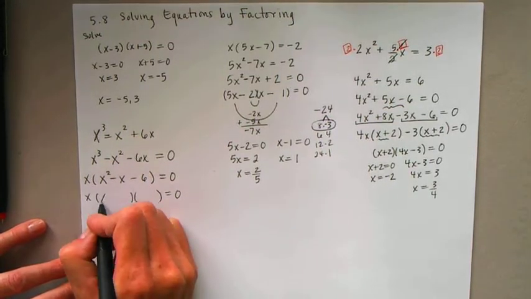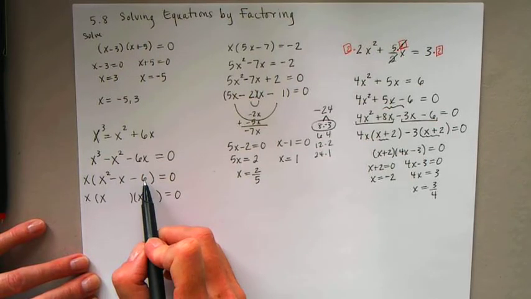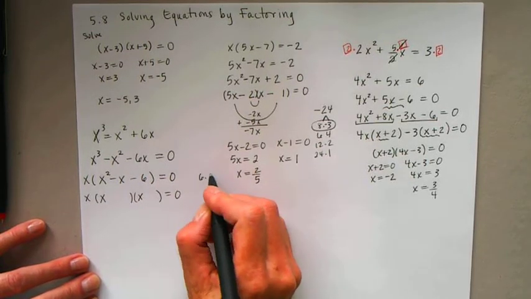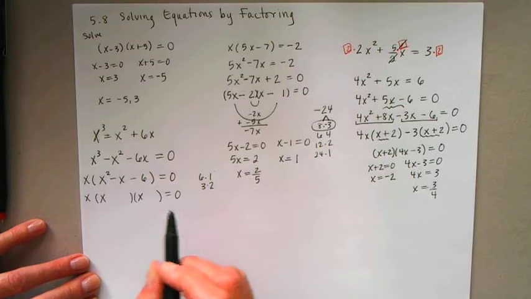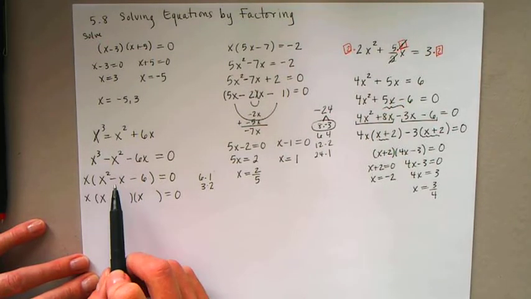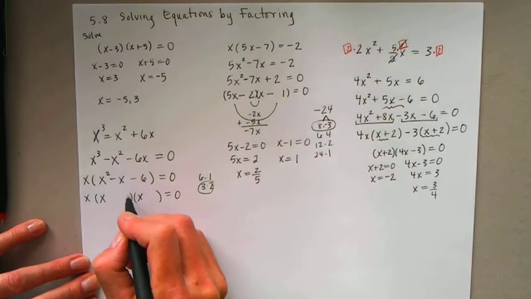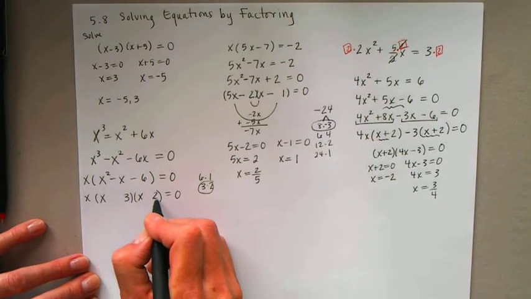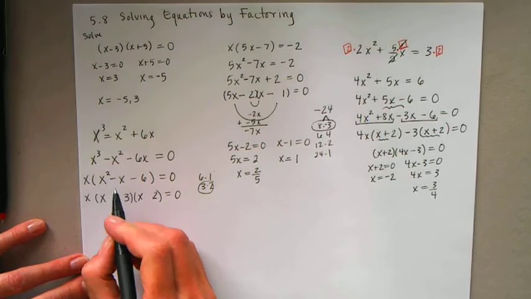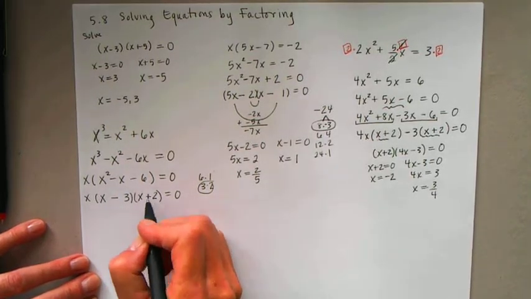We know that the only thing that will be x squared is x times x. And then for 6, we could have 6 times 1 or 3 times 2. But the signs are different. One of them's positive, one of them's negative. And so I know the difference needs to be 1. That tells me I've got to use 3 and 2. And the bigger one has to be the negative. So the 3 is negative and the 2 is positive.